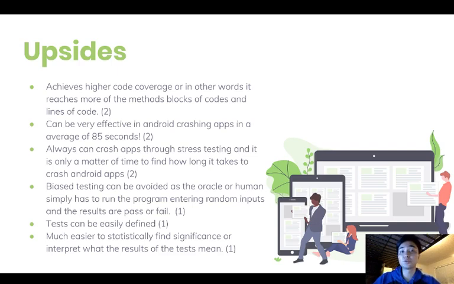Also, apps can crash through stress testing, and it is only a matter of time to find out how long it takes to crash Android apps. So that's the cool thing about random testing, is that you can really go in and try to figure out, okay, how much can the system take? And this is a great way to do it through random testing because it does bring a sort of processing management to create those tests and to run on your system.